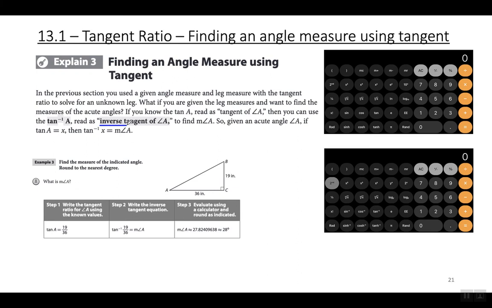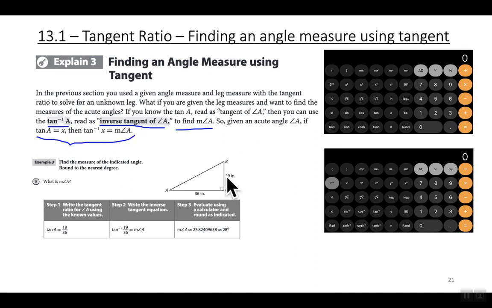So just stay with me. Don't get intimidated by some fancy words, guys. All right, so this right here, the way you read it is inverse tangent of angle A. And we're going to use that to find the measure of angle A. So given an acute angle, angle A, if tangent A equals x, then the inverse tangent of x equals the measure of angle A. If that sounds like rocket science to you, it didn't make much sense to me either.